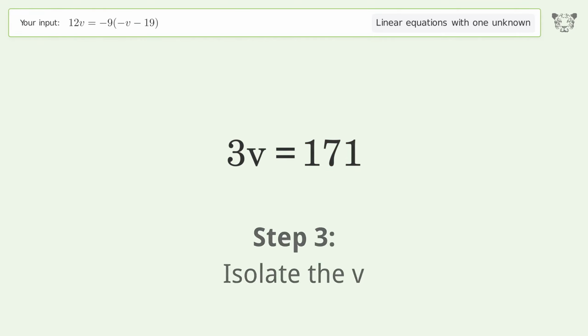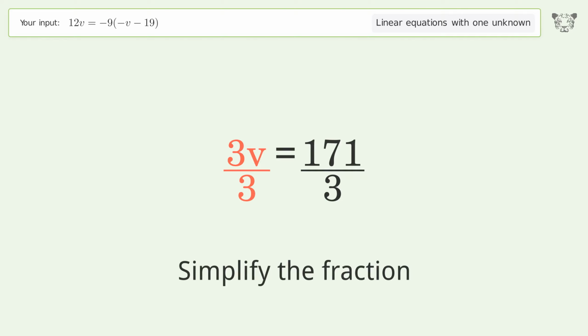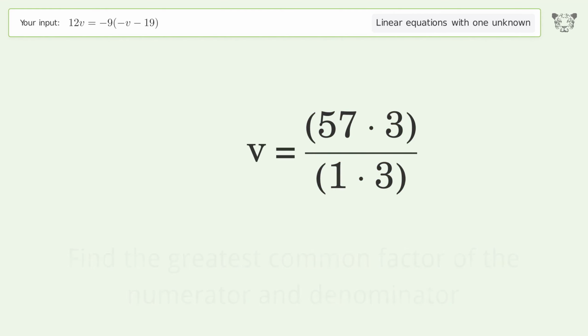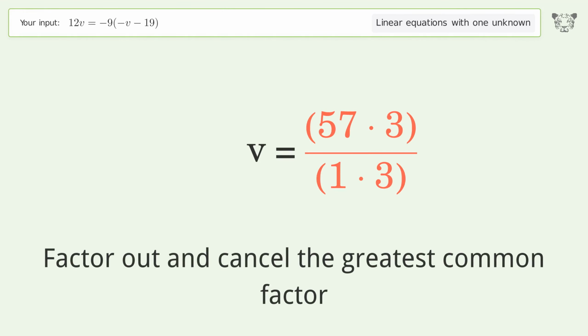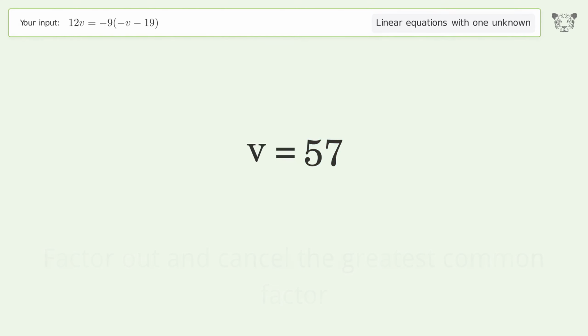Isolate the v. Divide both sides by 3. Simplify the fraction. Find the greatest common factor of the numerator and denominator. Factor out and cancel the greatest common factor. And so the final result is v equals 57.